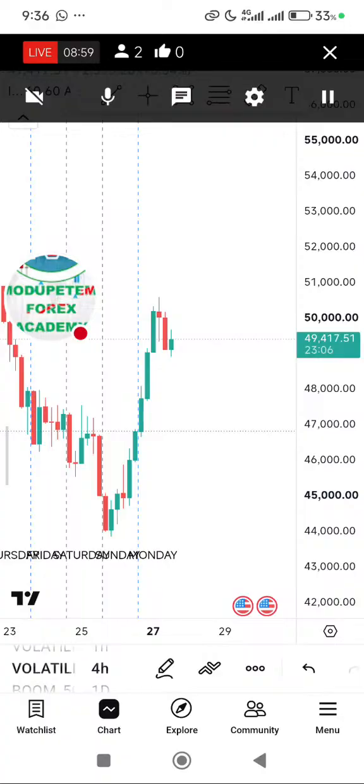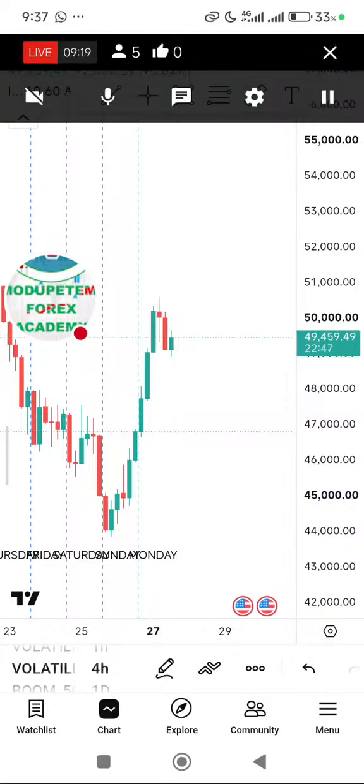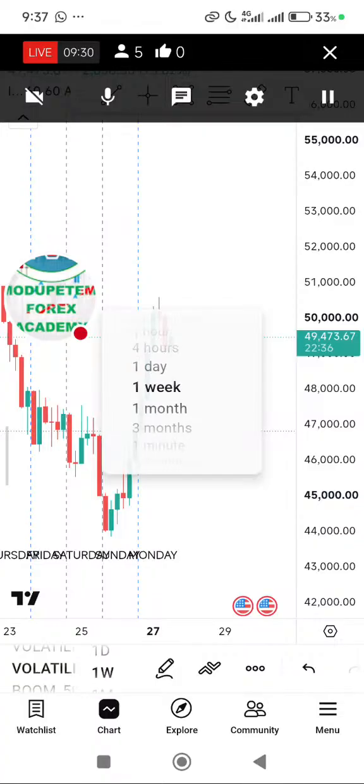As a trader, there are time frames you watch out for. You must always start your analysis from the daily time frame and the 4-hour time frame. These two time frames, you don't play with them as a trader. They are very, very important.